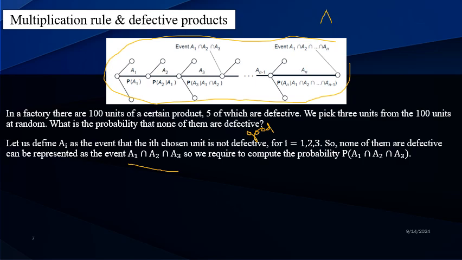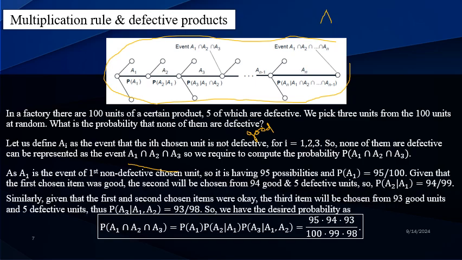As A1 is the event of the first chosen non-defective unit, or good unit, how many options are there if you are going to choose the first unit? 95. Why 95? Because 5 are defective, and you are not going to choose a defective one. So what is the probability of A1? 95 by 100.